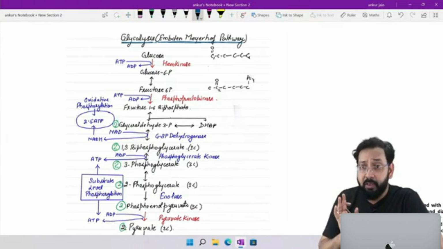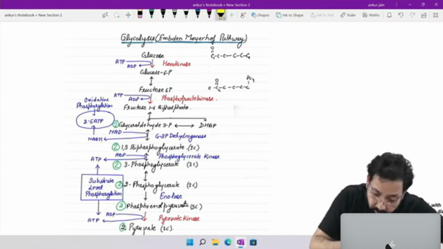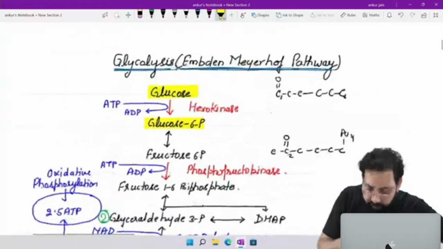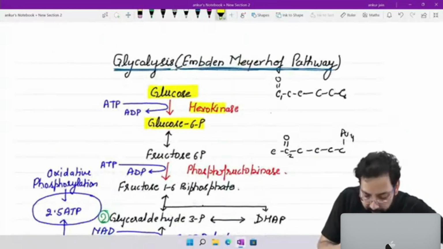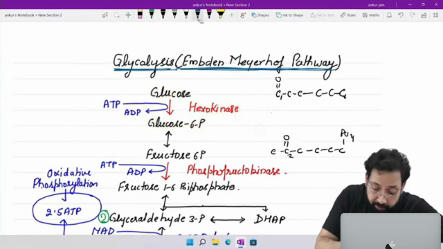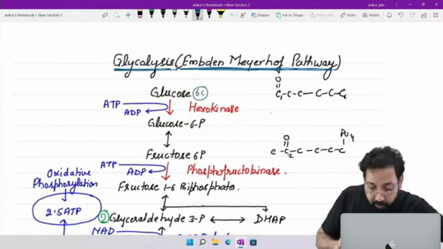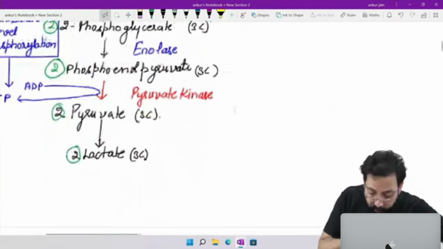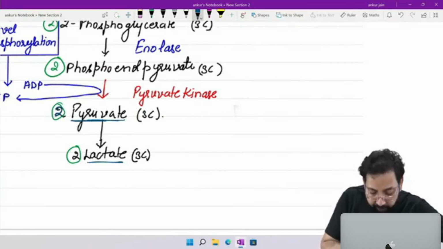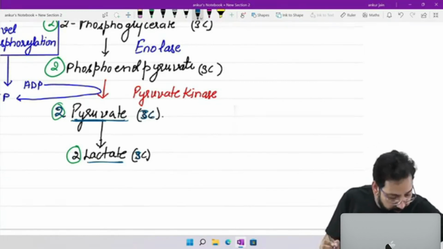Questions are asked. So let me start with glucose. Glucose is converted to glucose 6-phosphate, catalyzed by which enzyme? Hexokinase. Glucose, how many carbon atoms are there? 6 carbon atoms. In glycolysis, the end product is pyruvate or lactate. 2 molecules of pyruvate are produced. So pyruvate must contain how many carbons? 3 carbons. Lactate must contain 3 carbons.